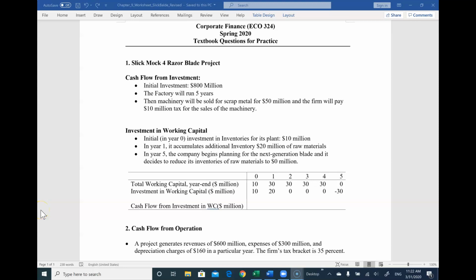Welcome to the second video of Chapter 9. In this video, we will go over the Slick 4 razor blade project in detail. Because this is our first case of DCF analysis, even though this is a relatively simple case, I will go over this case in detail.